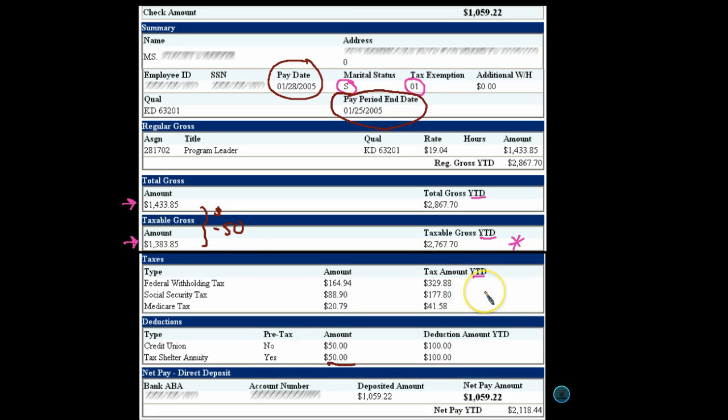Okay, a couple other things then that we need to notice is that in this column on the right we have a year to date. So this is what we have earned year to date. Notice that each paycheck amounts to about $1,433, and we have earned a total of $28. So that means this is only our second paycheck of the year. Our pay period ends January 25th.